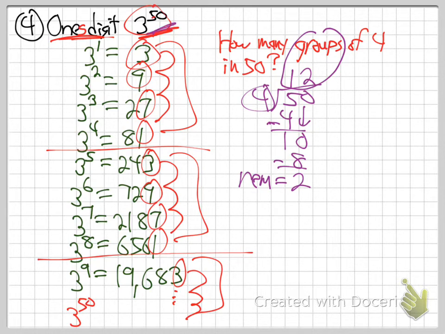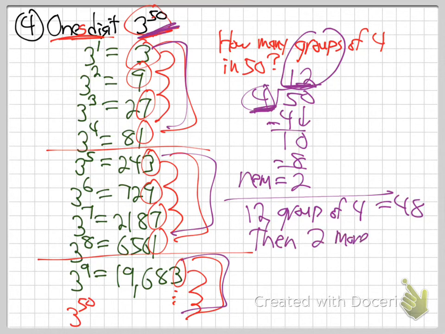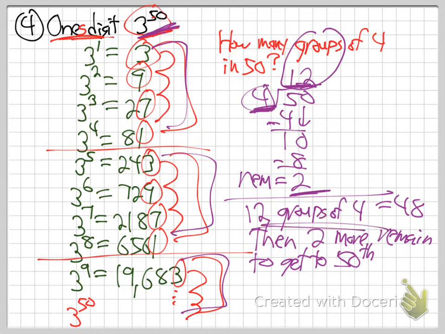So on your way out to 3 to the 50th, you'll go through 12 groups of 4. A whole group of 4, a whole group of 4, etc. 12 groups of 4 is 48. Then 2 more remain. That's our remainder. 2 more remain to get to the 50th, right?